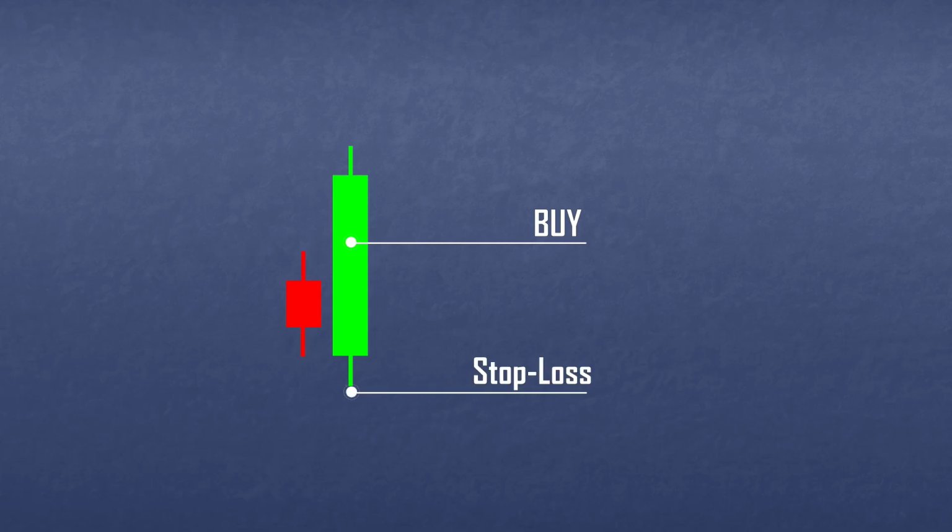How to trade the bullish engulfing pattern. Entry point: a buy order can be placed once the price breaks above the high of the red candle. Stop loss: set below the low of the green candle for risk management. Confirmation: always use additional factors like support levels or trend lines to confirm the uptrend before entering a trade.